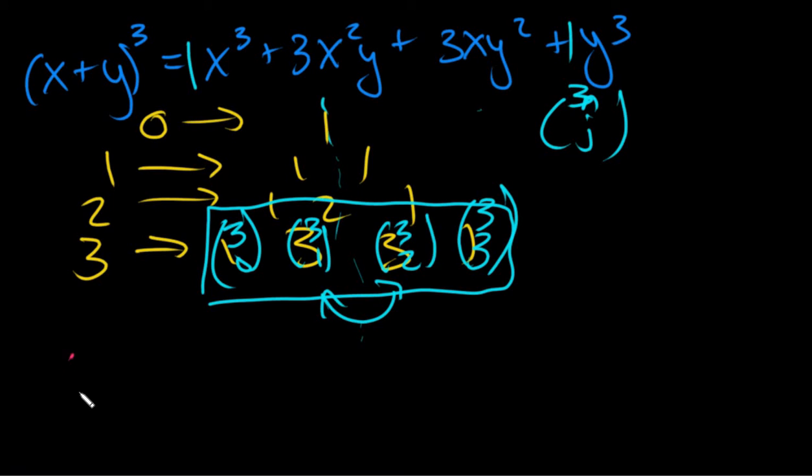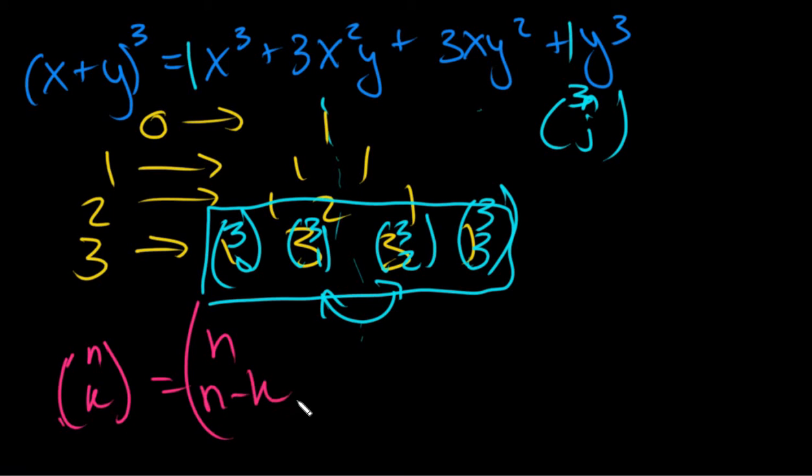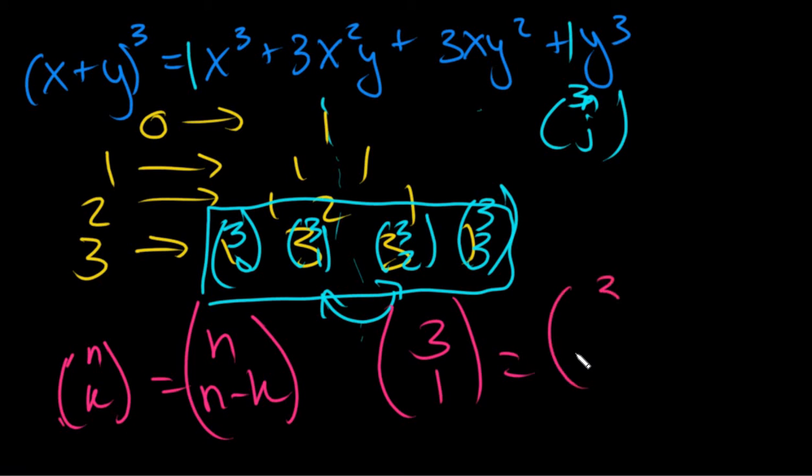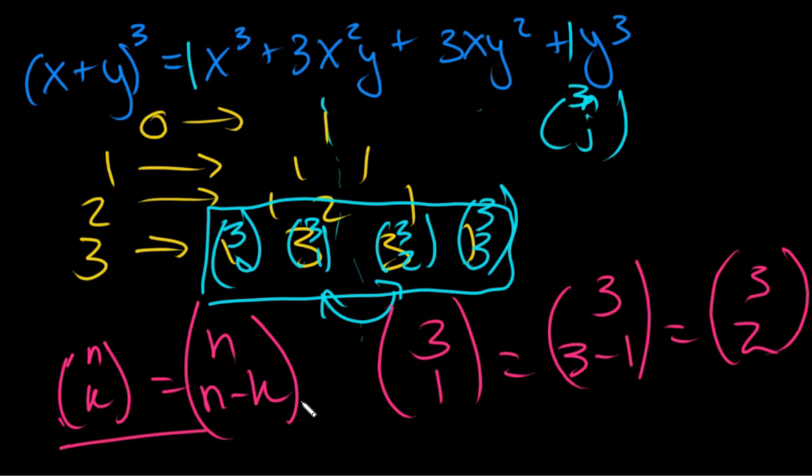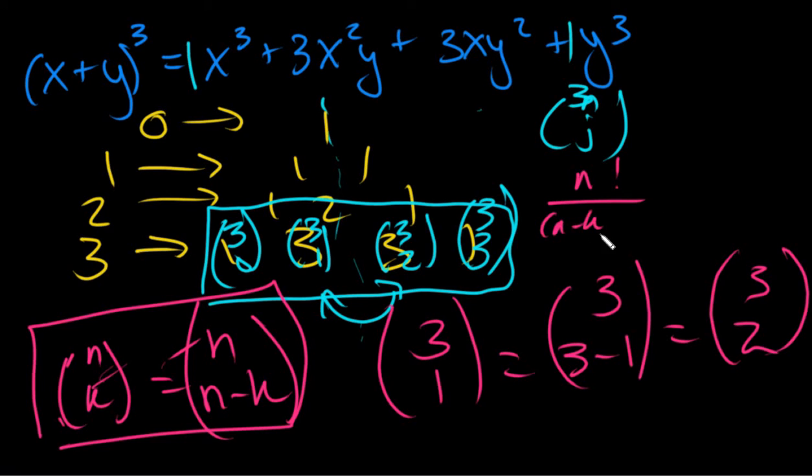Also, another way of thinking about it is that n choose k is equal to n choose n minus k. So therefore, 3 choose 1 is equal to 3 choose 3 minus 1, which is 3 choose 2. This is super easy to prove. You can try it yourself. Just plug these two things into the definition of n choose k, which remember is n factorial over n minus k factorial times k factorial, and you will see that there is symmetry.